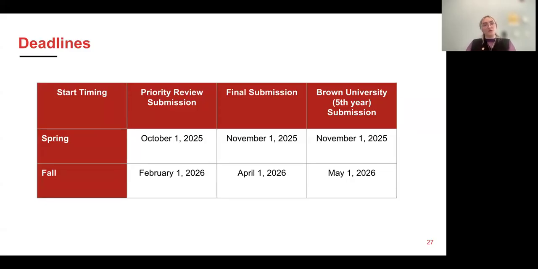And for fifth year, so if you are currently an undergraduate student at Brown University, you can apply for the fifth year program, and that deadline is May 1st. Next slide, please.